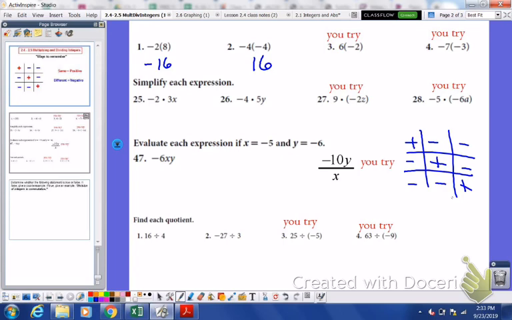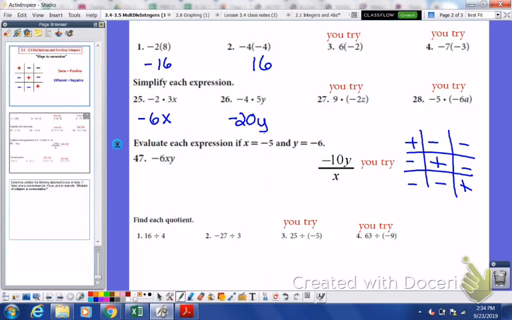Now, number 25, simplifying each expression. Negative 2 times negative 3, x. So negative 2 times 3. Well, I know that 2 times 3 is 6. One negative, one positive gives us a negative. And then this x value is just going to tag along. So negative 6x. All right, number 26, negative 4 times 5y. Negative 4 times 5, taking care of our numerical values first, would give us negative 20 times y.